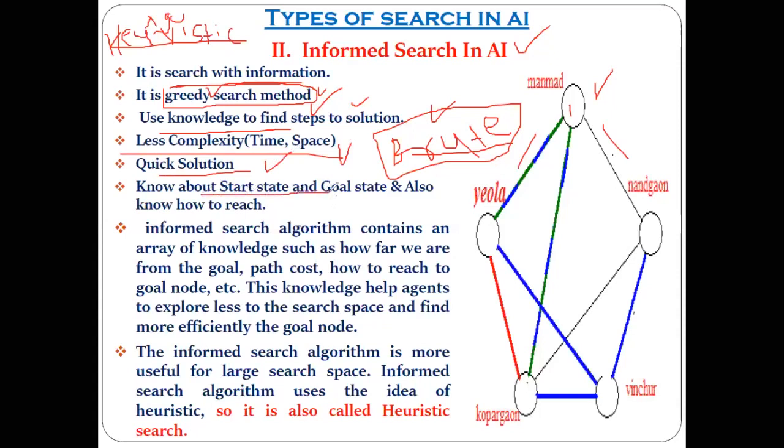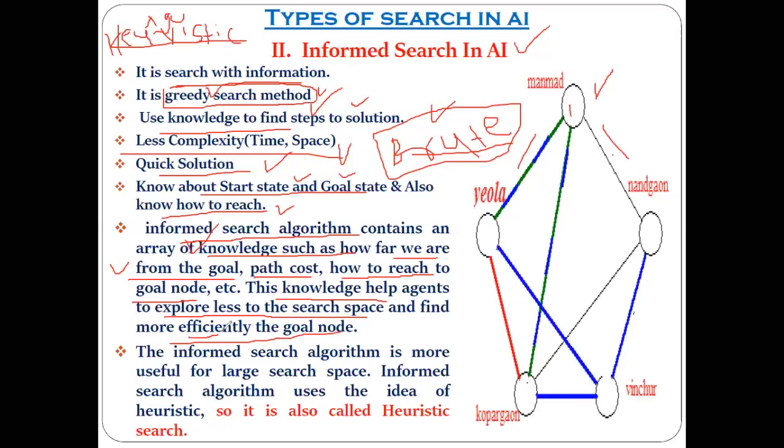So the particular AI agent always has the knowledge of its starting state, goal state, and how to reach that goal state, using which kind of information it can reach the goal state. The informed search algorithm contains various kinds of knowledge, like how far the AI agent is from the goal, what the path cost to reach that particular goal is, and how to reach that goal node. This kind of knowledge is always provided to the AI agent in informed search techniques. This knowledge helps the agent explore less of the search space and find the goal node efficiently.